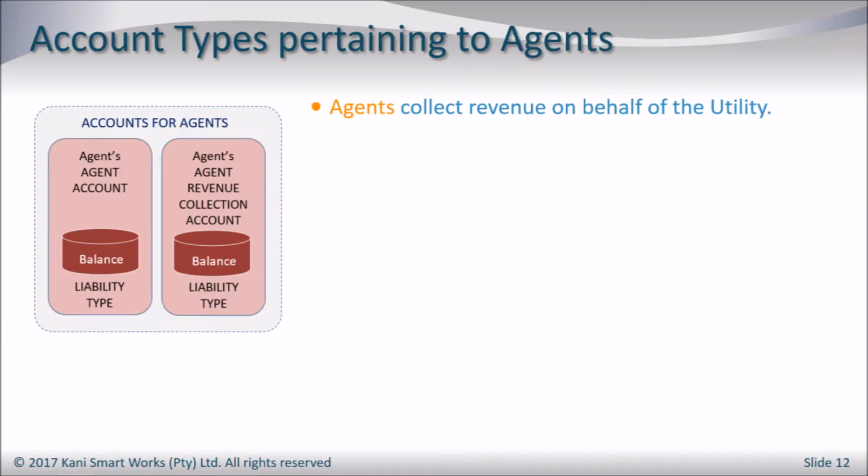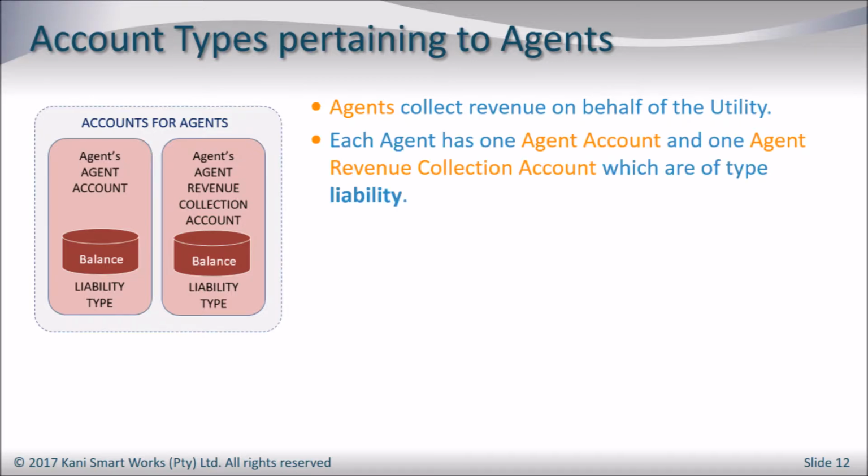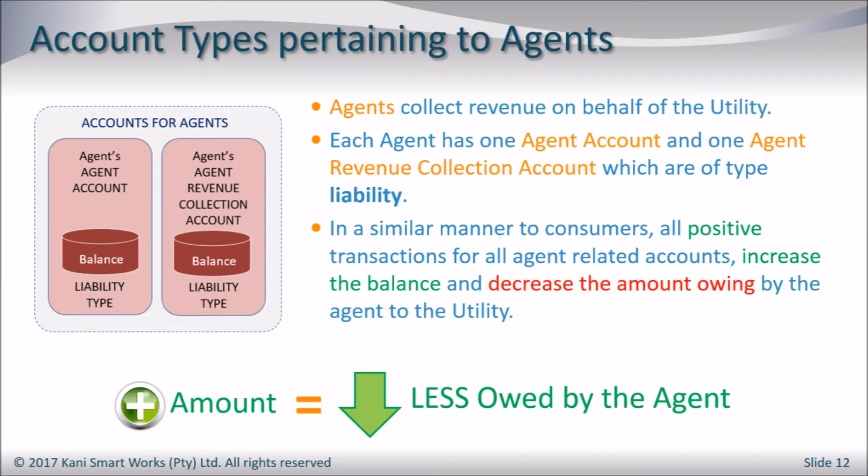There are also account types pertaining to agents or vendors. Agents collect revenue on behalf of the utility. Each agent has one agent account, that's their umbrella account, and one agent revenue collection account, and they're both of type liability. In a similar manner to consumers, all positive transactions for all agent-related accounts increase their balance and decrease the amount owing by the agent to the utility. So once again, plus amount equals less owed by the agent to the utility.